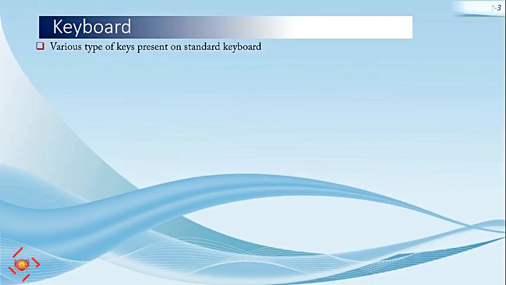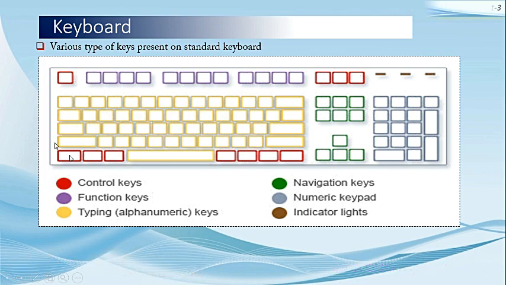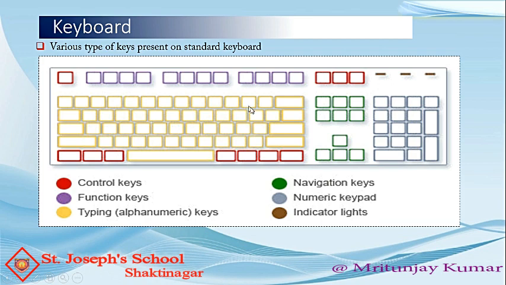Now there are various types of keys present on the standard keyboard. So we'll see this diagram. In this diagram, different keys are identified with different colors. All the keys with the red color are called the control keys. All the keys in purple color, that is F1 to F12, are called the function keys. Similarly, all the yellow color keys are called typing keys or alphanumeric keys.